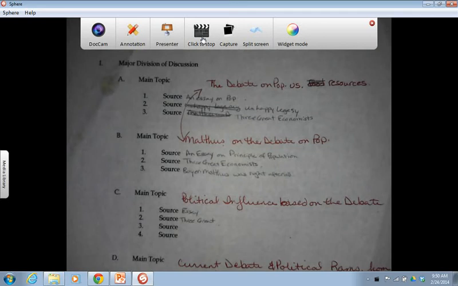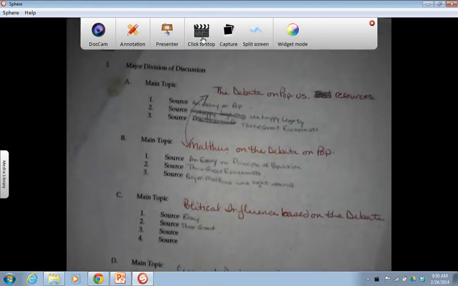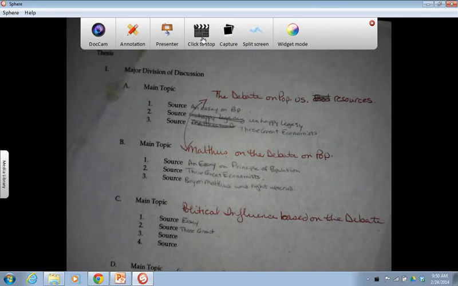So I want you guys to make an outline that follows this type of format. You can use numerics, you can use alphanumerics, you can use Roman numerals, I don't care. As long as you have an outline with your major topics of division, major division of topics.